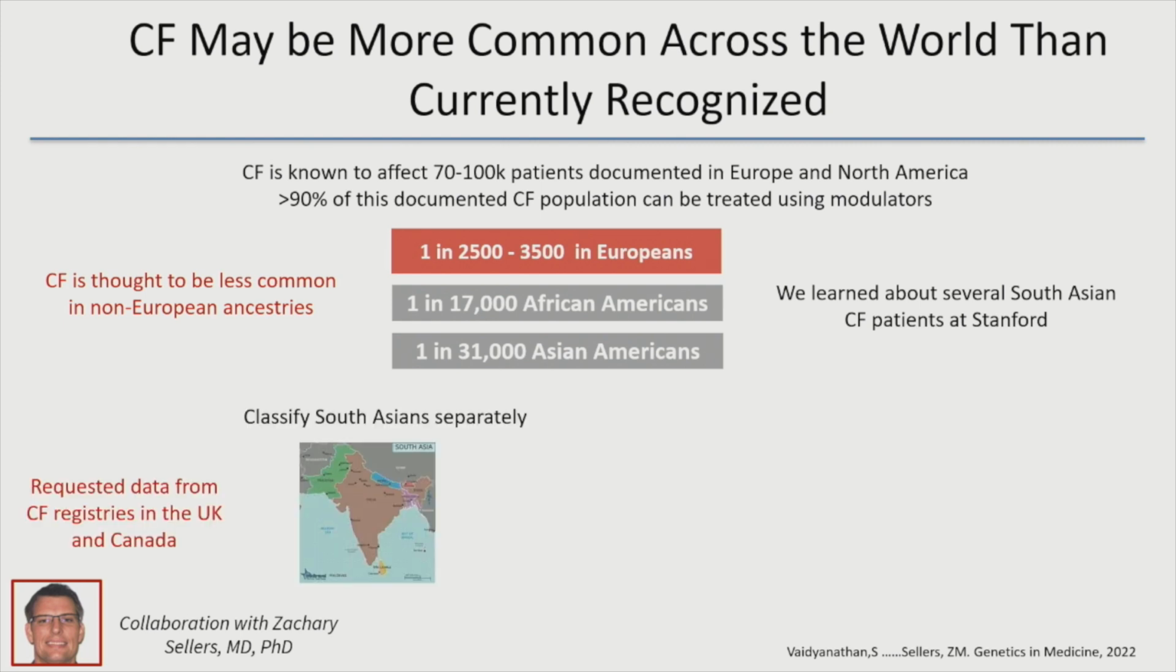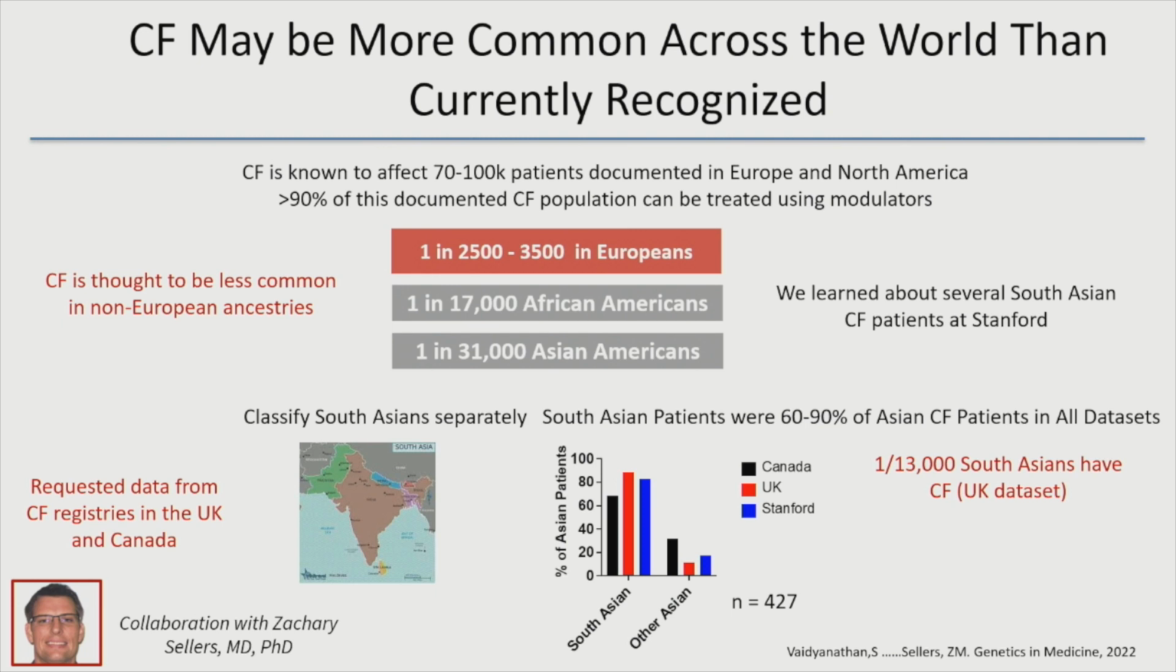I got to learn about several South Asian people being treated at Stanford. This led me to collaborate with Zach Sellers, and we got data from the registries in the UK and Canada. We specifically went to these registries because they classify South Asians separately from people originating in other parts of Asia. To our surprise, in the Canadian registry, the UK registry, and the registry at Stanford, about 60 to 90% of Asian people with CF were from South Asia compared to other parts of Asia.